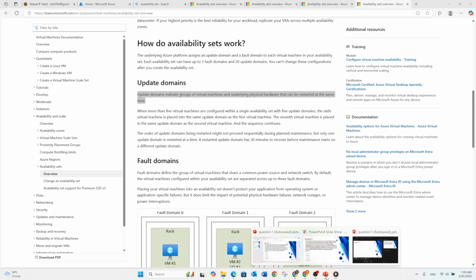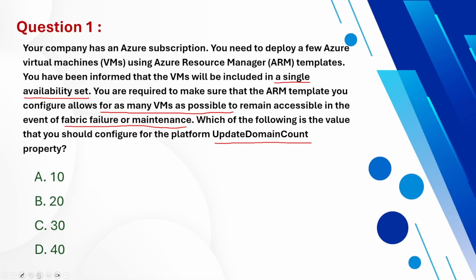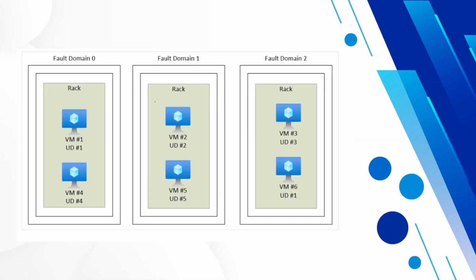Okay, let's get back to our question, and here we have the same diagram. In our diagram, we can see three fault domains are available. Okay, fault domain 0, fault domain 1, and fault domain 2. And we can consider each one of these fault domains as a separate rack in the data center. So we have three racks in our data center, and each one of these racks is using separate power resources and network resources.